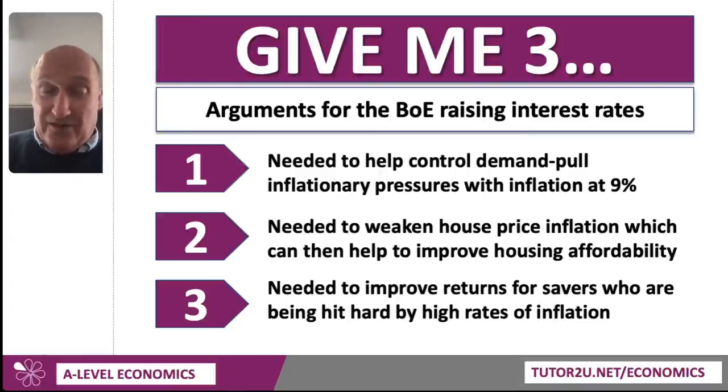Secondly, I think a really key point, can I stress this for you? Rising interest rates probably needed to weaken house price inflation, take some of the steam out of the housing market, because there was a major issue of housing affordability, which higher interest rates and higher mortgages could address. And crucially, there are millions of people out there who are savers, and savers get badly hit by inflation. The real return is negative. So higher interest rates, in theory, improve returns for savers, but it depends on whether the banks pass on higher interest rates to their savers in the form of deposit rates. So well done on that. Superb answers, as always.